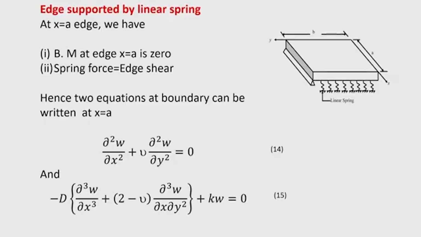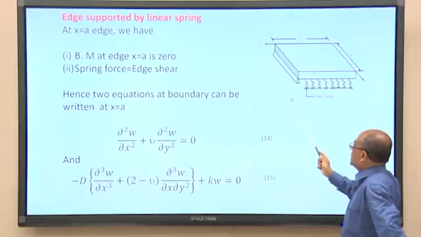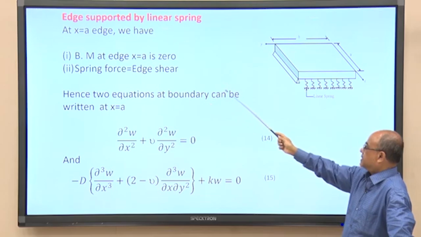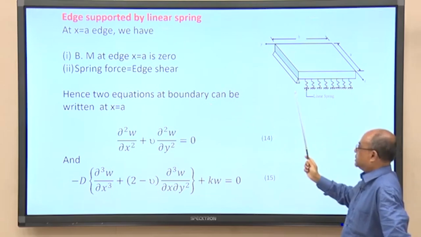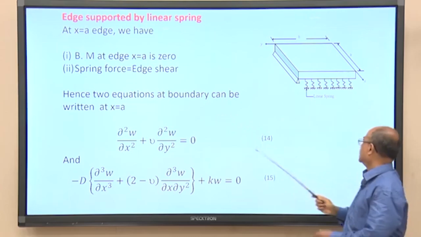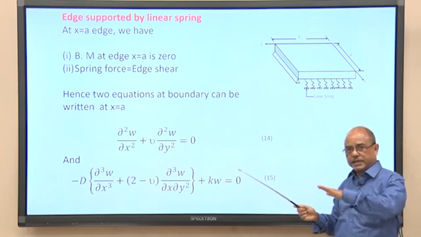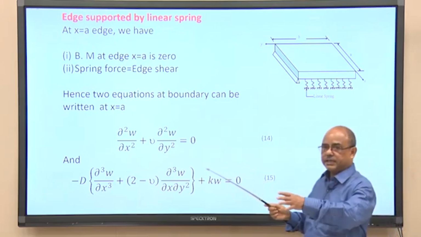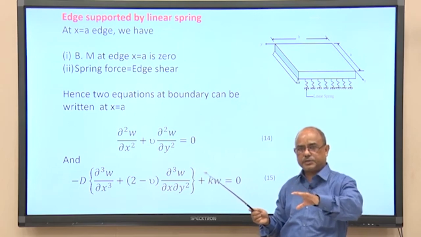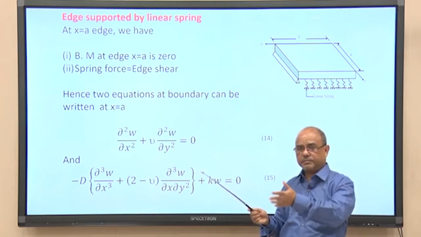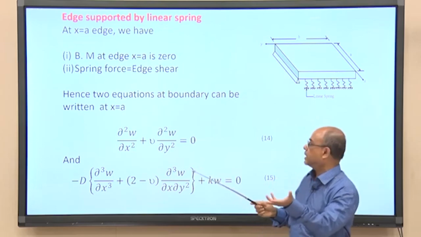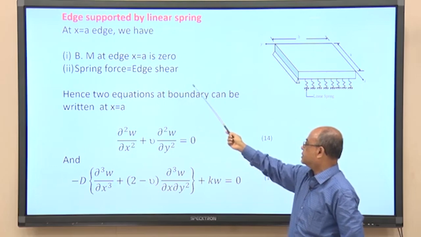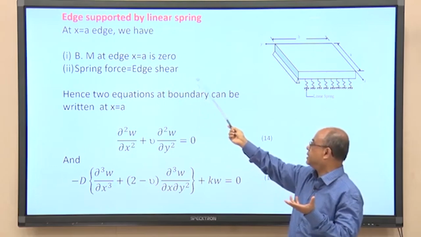So, first let us see the edge supported by a linear spring. Two conditions we have to impose. Bending moment at the edge x equal to a is 0. And the spring force: due to deflection at the edge, the spring will offer resistance. So, spring resistance at this edge is k, the stiffness of the spring, multiplied by the deflection, and this should be equal to the S shear. So, spring force should be equal to S shear. That is one condition, but the first condition is bending moment equal to 0.